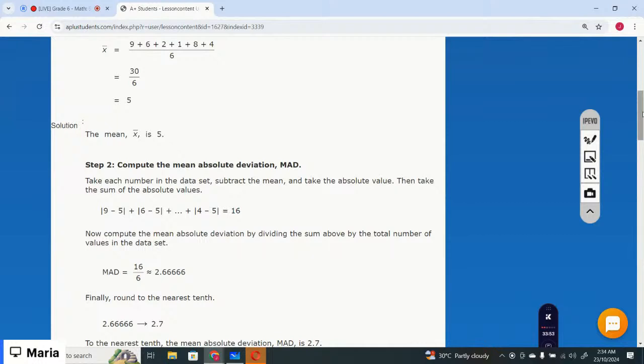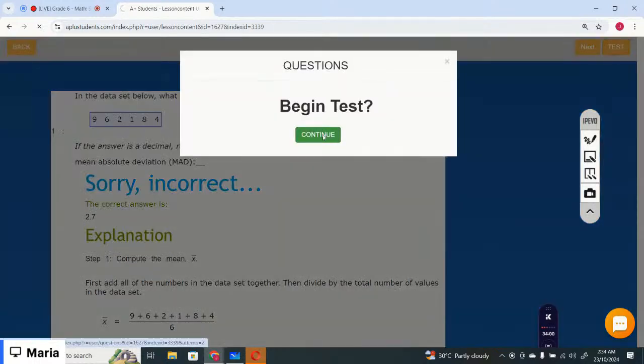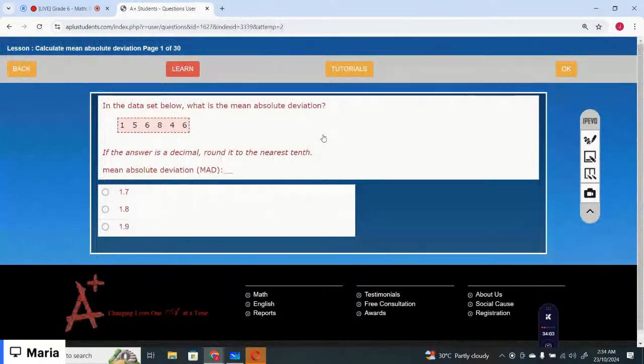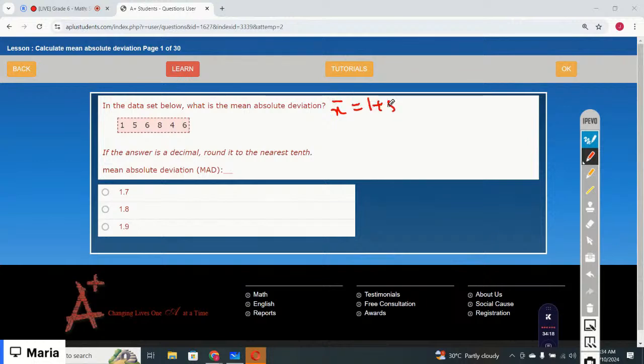Let's just start with the test questions, right? In the dataset below, what is the mean absolute deviation? The values are 1, 5, 6, 8, 4, 6. The first thing you need to calculate is the mean. Let's just calculate the mean, right? Add 1 plus 5 plus 6 plus 8 plus 4 plus 6, and divide by 1, 2, 3, 4, 5, 6 because there are 6 values, right?